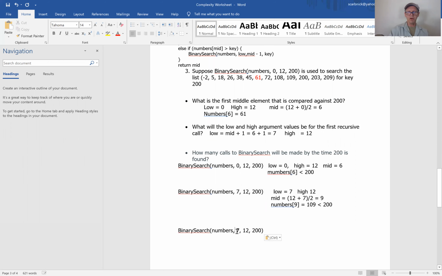So there's our third time calling. 1 more than mid is 10, so now we're going to look from 10 to 12. Your low is 10, your high is 12. Your mid is 12 plus 10 divided by 2, which is 11. Hopefully I did this right. And yeah, so it's 11.